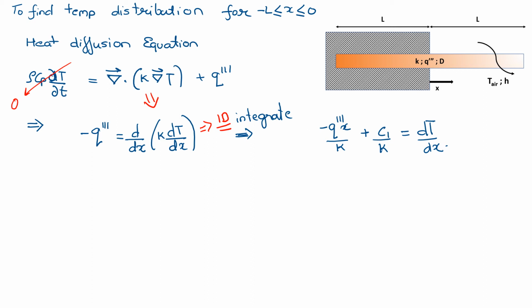So let's integrate this once. On integrating this once, we get minus q triple prime x by K plus c1 equals dT by dx. Now how do we get this? I've skipped a step here, so let me just explain how I got this and what I integrate this with respect to. So let's say our term in the bracket here is some variable, say T prime.